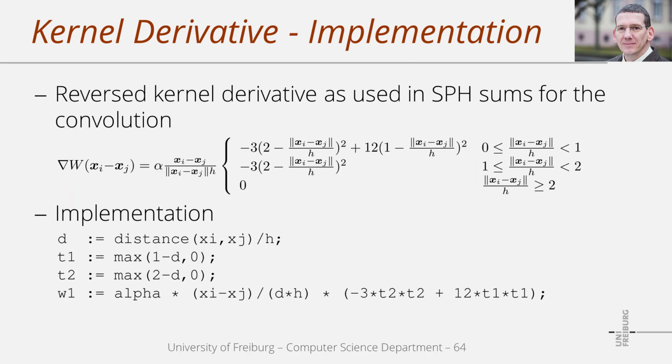Here on this slide we have one efficient variant to implement the derivative of the cubic spline kernel. Similar as for the cubic spline itself, it's rather efficient to compute two polynomials t1 and t2 within the range from 0 to 1 or 0 to 2, and to combine these polynomials for the final value.